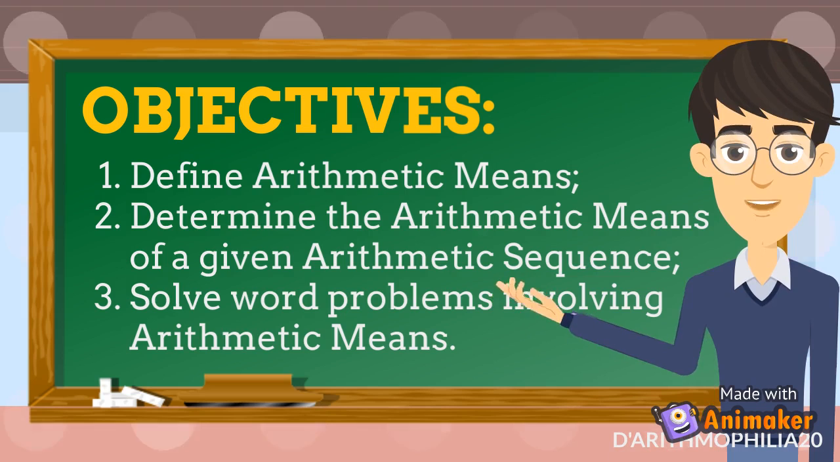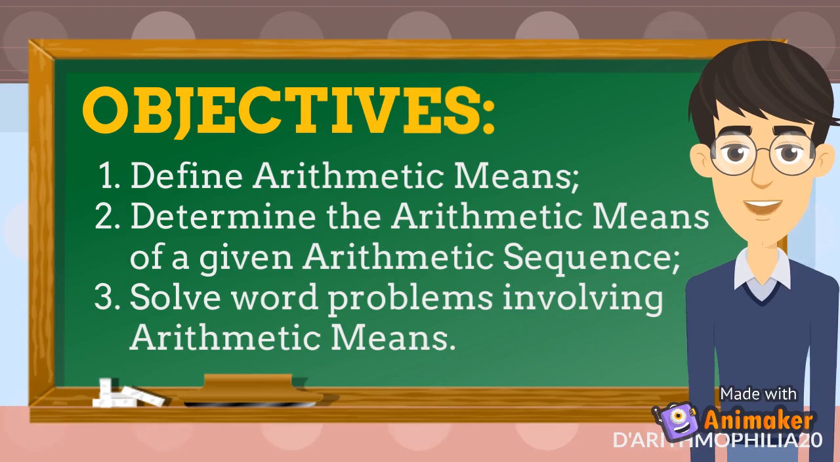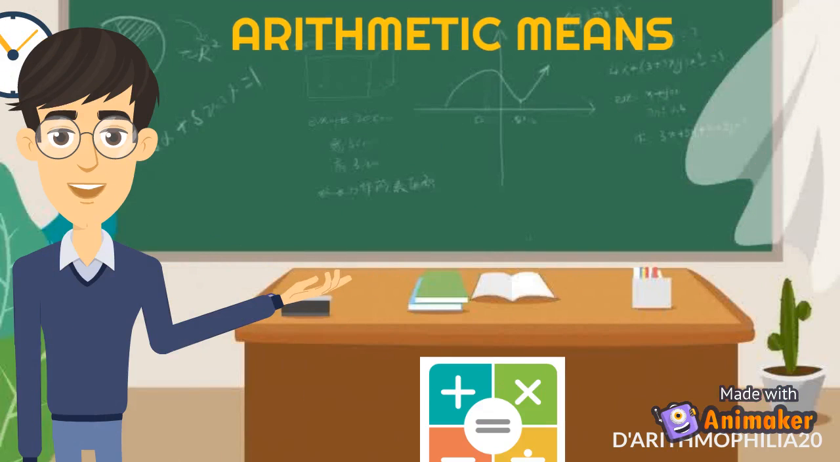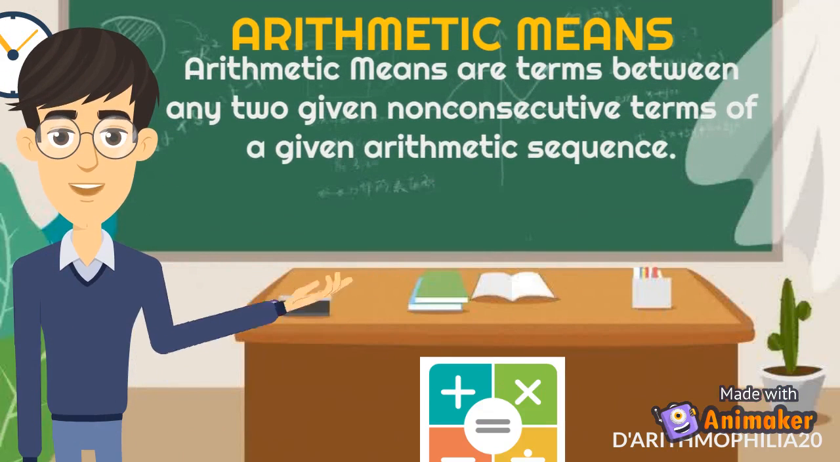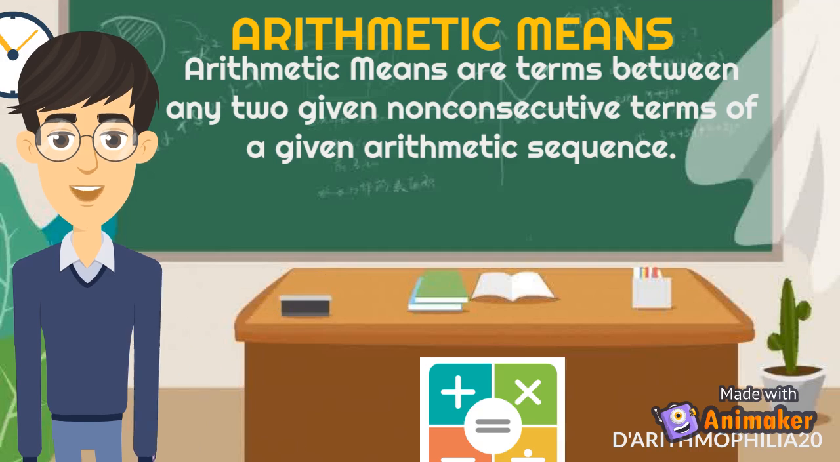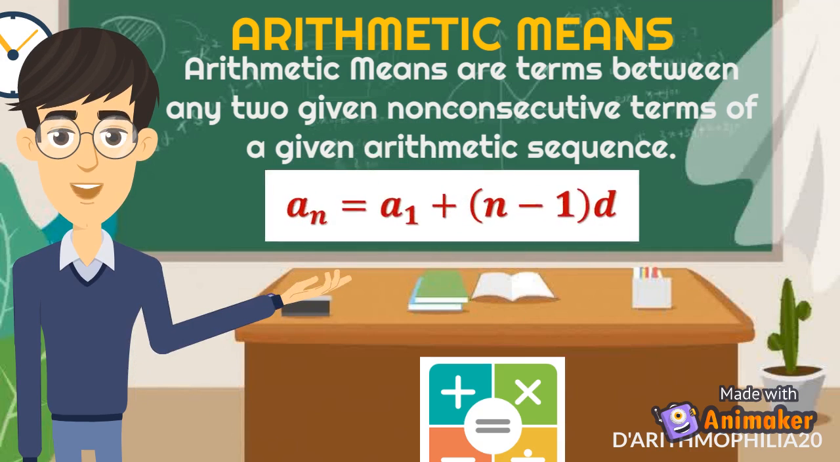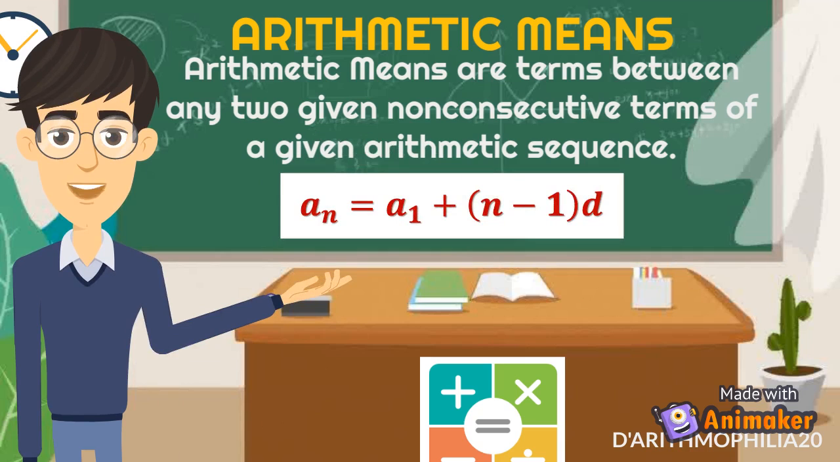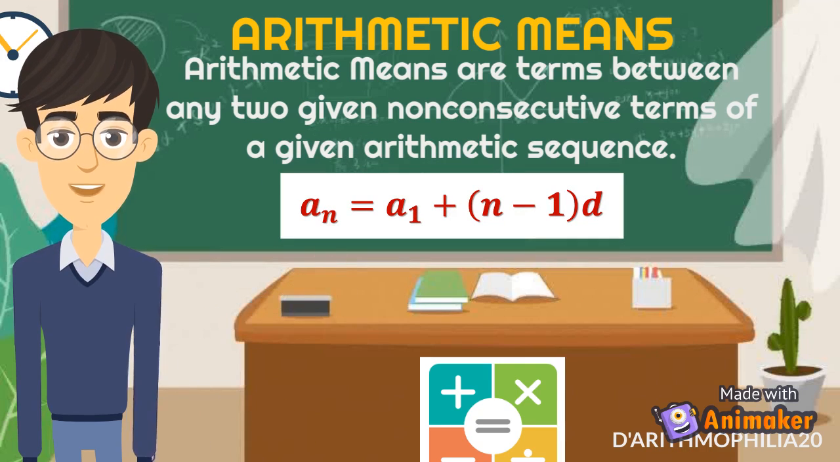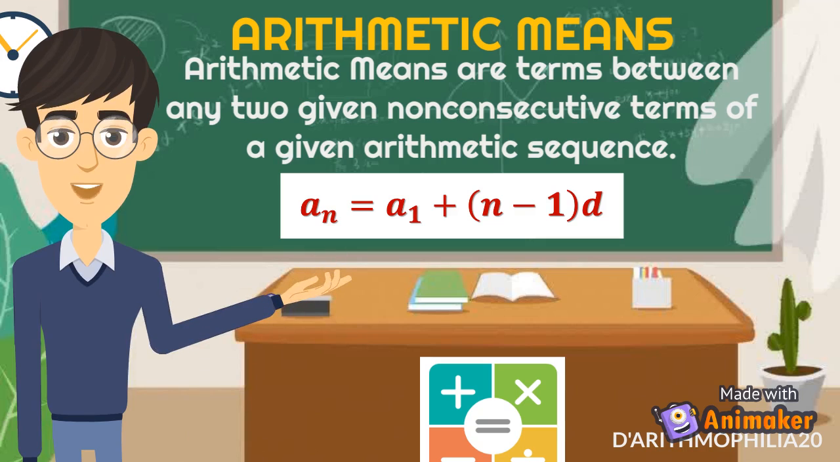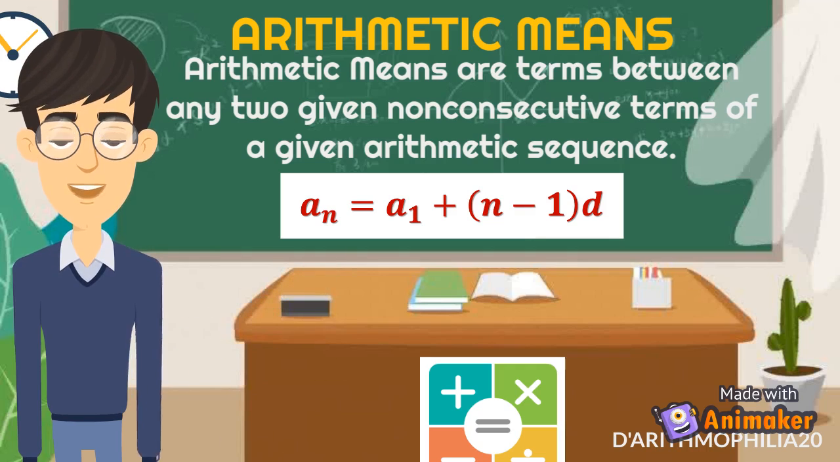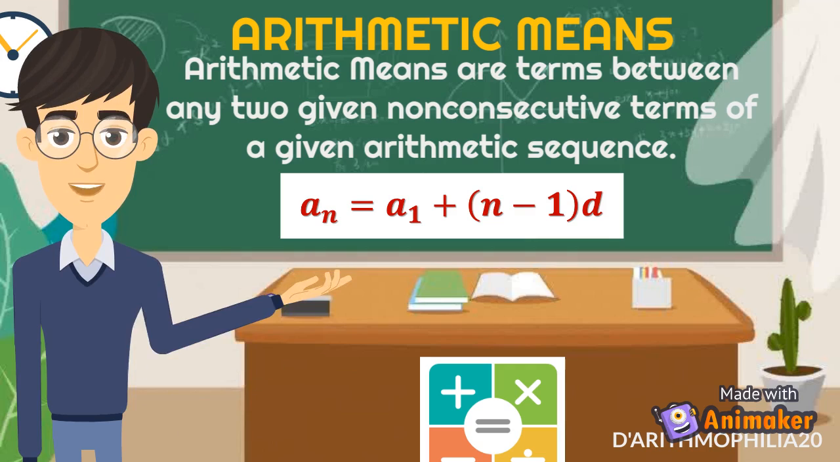Okay, without further ado, let's now start our discussion with the definition of arithmetic means. When we say arithmetic means, these are the terms between any two non-consecutive terms of a given arithmetic sequence. Now, in order for us to determine the arithmetic means of a given sequence, we will still be using the formula of the arithmetic sequence, which is a sub n equals a sub 1 plus the quantity of n minus 1 times d, where a sub n is the last term, a sub 1 is the first term, n is the number of terms, and d is our common difference.